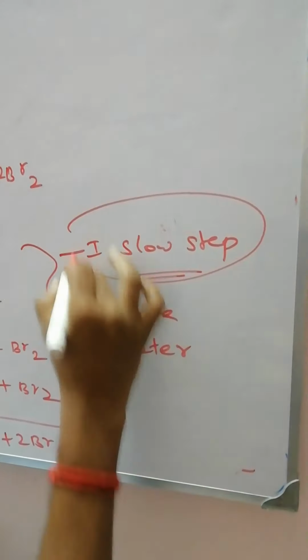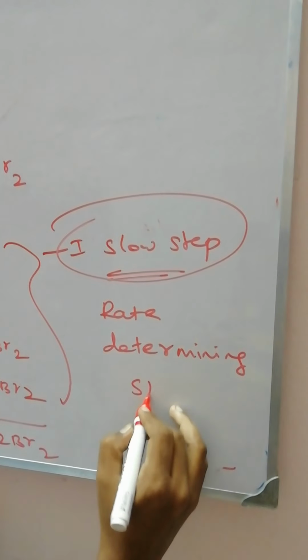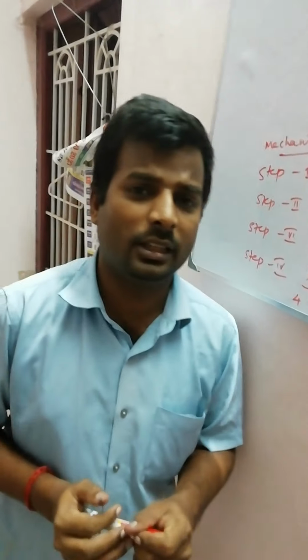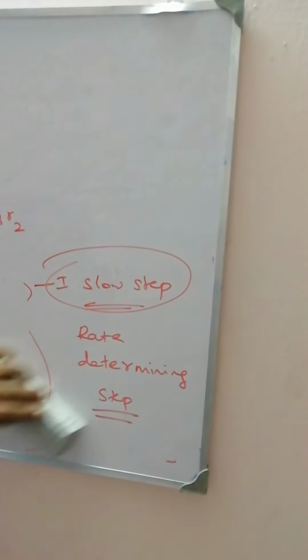Because it takes more time to start up the reaction. So this is called the rate determining step. This step is responsible for the rate of the reaction in a complex reaction. Okay. Now I am going to write the unit for the rate law expression.